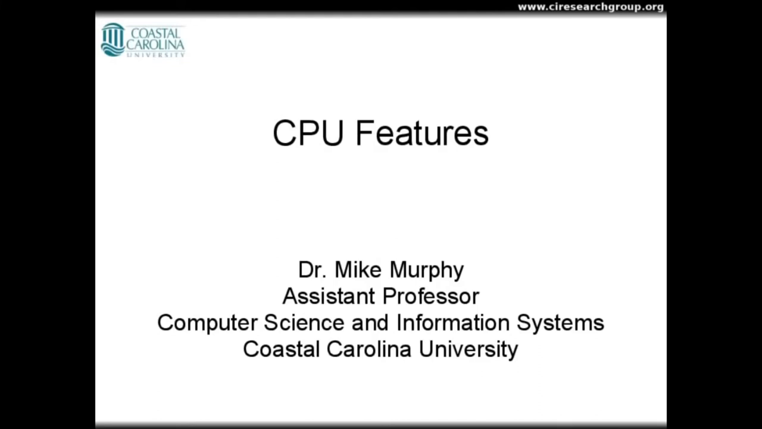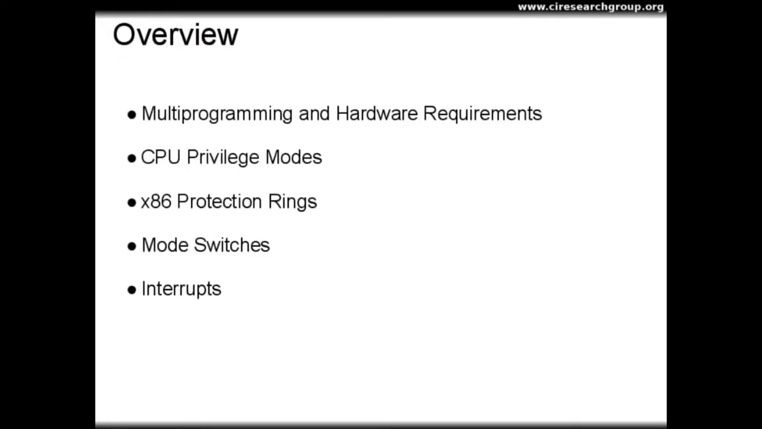In this lecture, I'm going to discuss features of the Central Processing Unit, or CPU, that are useful for supporting multiple applications sharing a computer system simultaneously. In particular, I'll introduce multiprogramming and discuss the hardware requirements to support multiprogramming. I'll discuss CPU privilege modes, x86 protection rings, mode switches, and briefly introduce interrupts.